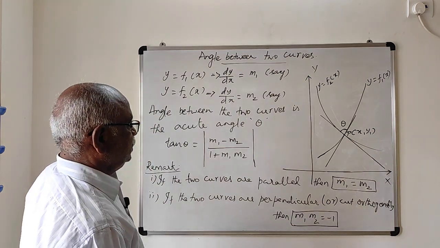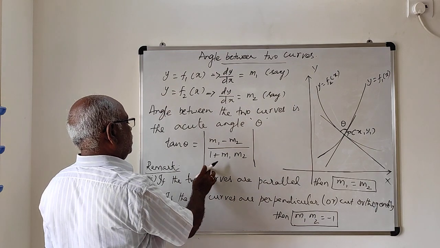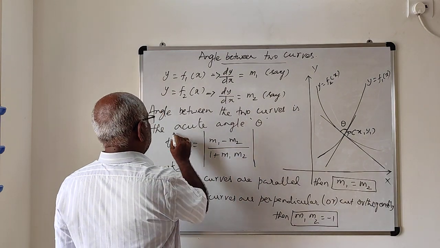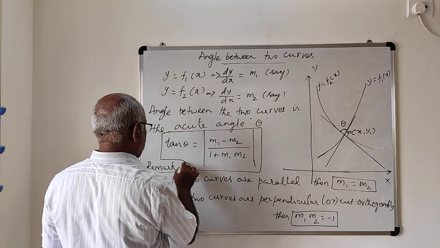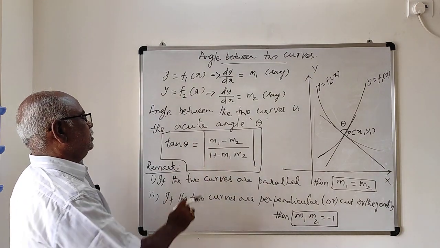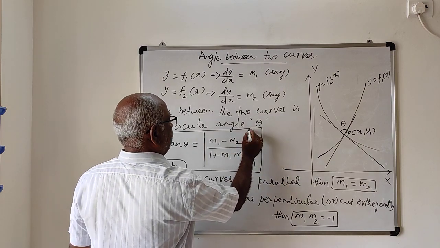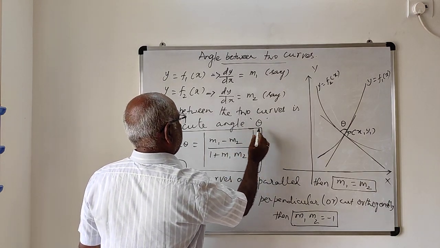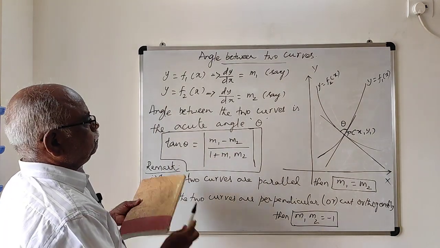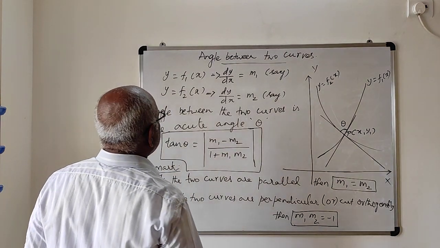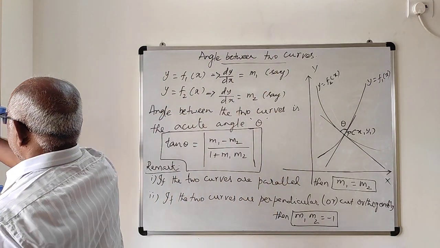These are the two conditions for finding the angle between the two curves, and this is the formula tan theta for the angle between the two curves. Using this, we are going to solve the problems in the exercise. We have to find the acute angle theta, that is, the angle between the two curves.